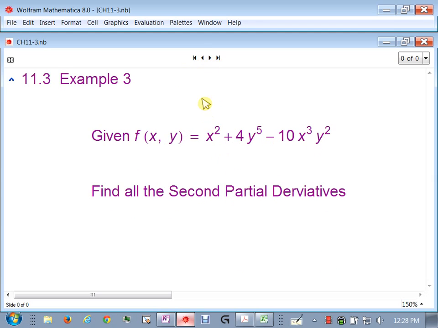All right, so I don't think I'll do that one unless you want to do it. How about we find just one of the partials we haven't found so far? Like, how about we do fxy on that one? So f of xy is x squared plus 4y to the 5th minus 10x cubed y squared.